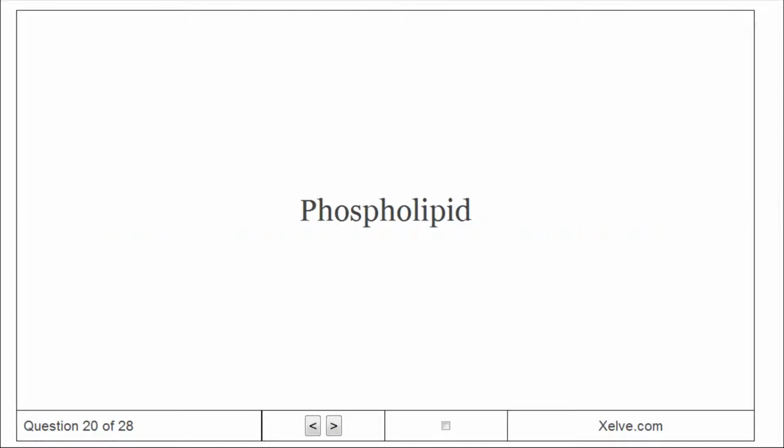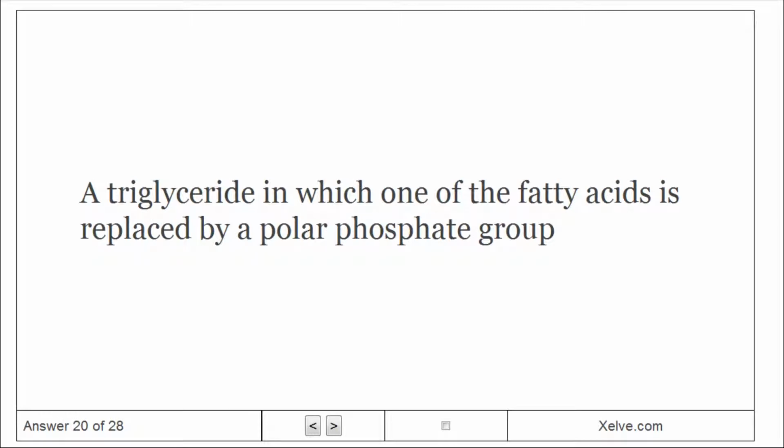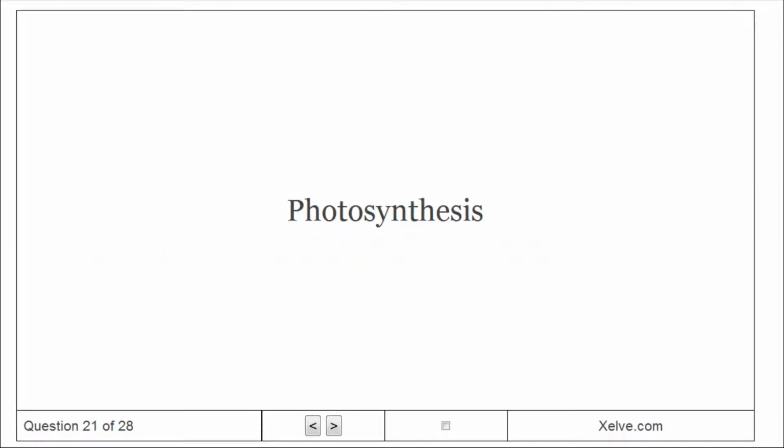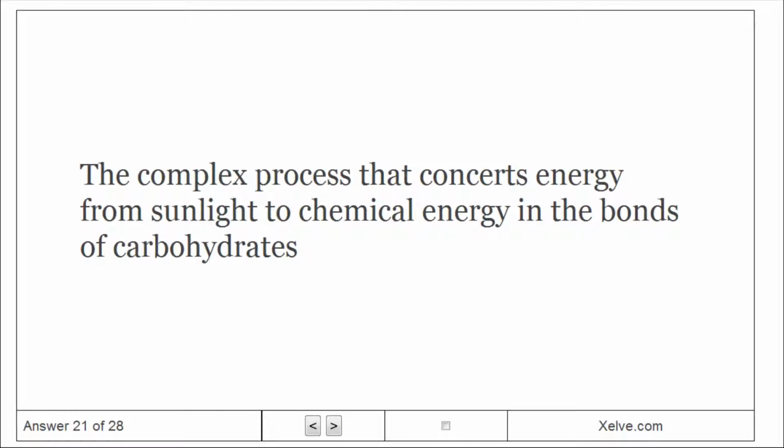Phospholipid. A triglyceride in which one of the fatty acids is replaced by a polar phosphate group. Photosynthesis. The complex process that converts energy from sunlight to chemical energy in the bonds of carbohydrates.